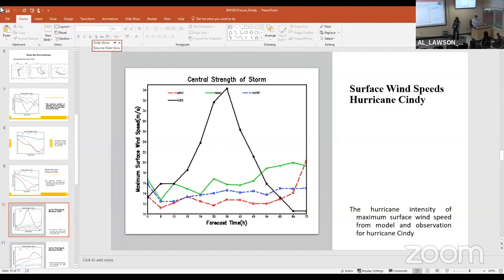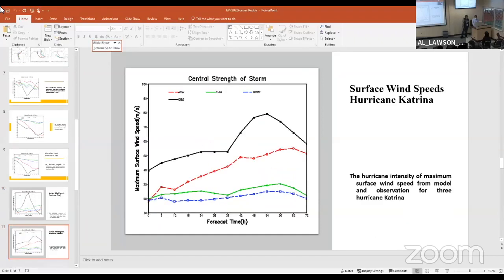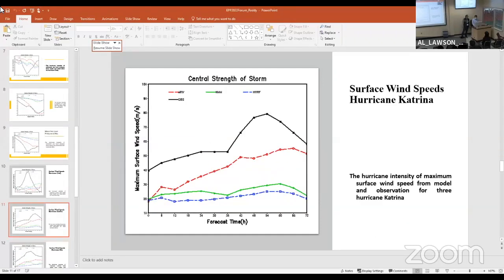But in this case, NNM is kind of better, right? I mean, best compared to the two others. So anyway, this is for Katrina. Again, three models are under predicted, but the LW is kind of best compared to the two others.